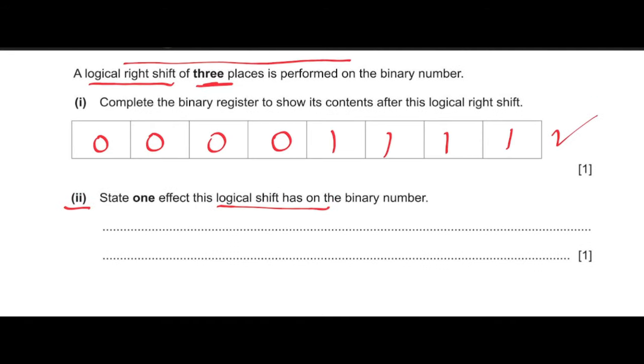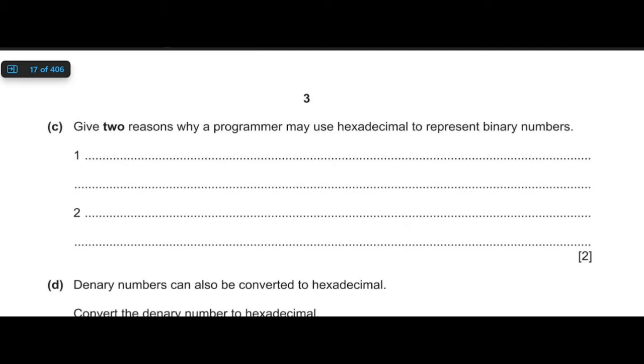Part 2 is state one effect this logical shift has on the binary number. It is divided by 8, because it is a 3 place right shift. Right shift means divide.